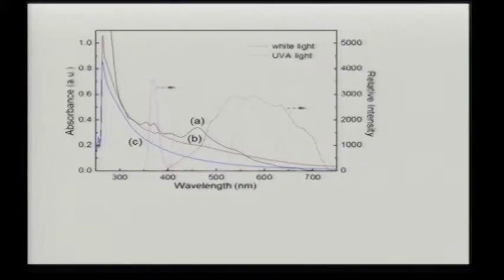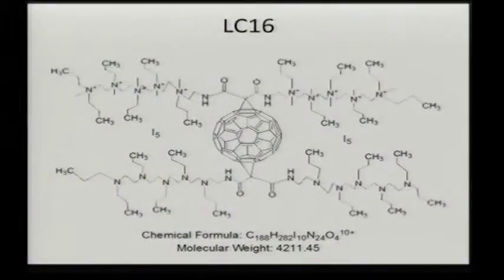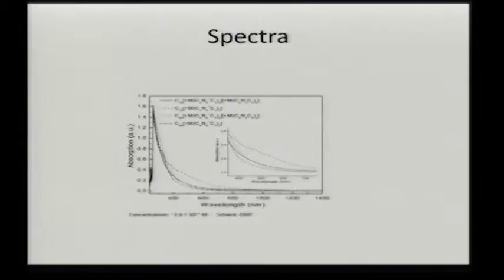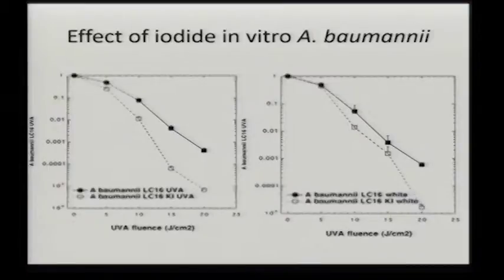Absorption spectrum, as you might imagine. You can use visible light with buckyballs. You can also use UVA. So we use UVA and white light. As you might expect, you need to use more white light because the absorption to some degree is biased in the UV region. So this is LC16. It has a chain, 10 cationic charges and 10 tertiary amines to enable these buckyballs to bind to the bacteria and produce ROS in the right place.